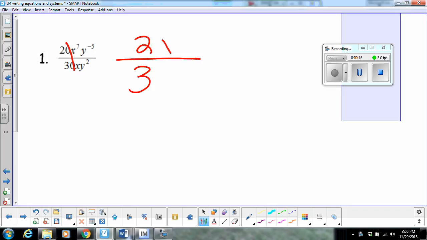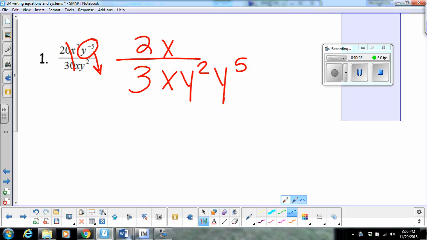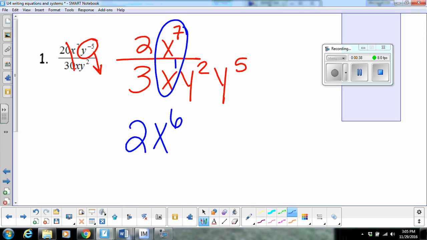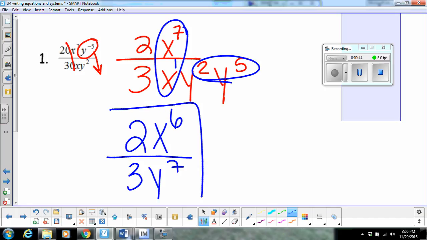Okay, and then I'm going to move my negatives. So the only thing that's negative is that y5, so it's going to go down to the bottom. Everything else stays where it's at. Okay, so on the top, sorry y'all, I forgot my 7. Okay, so as far as my x's go, you can see they're top and bottom, so I'm going to subtract 7 minus 1. It's going to give me x6 on the top. My y's are on the same side, so I'm going to add 2 plus 5, which gives me y7.